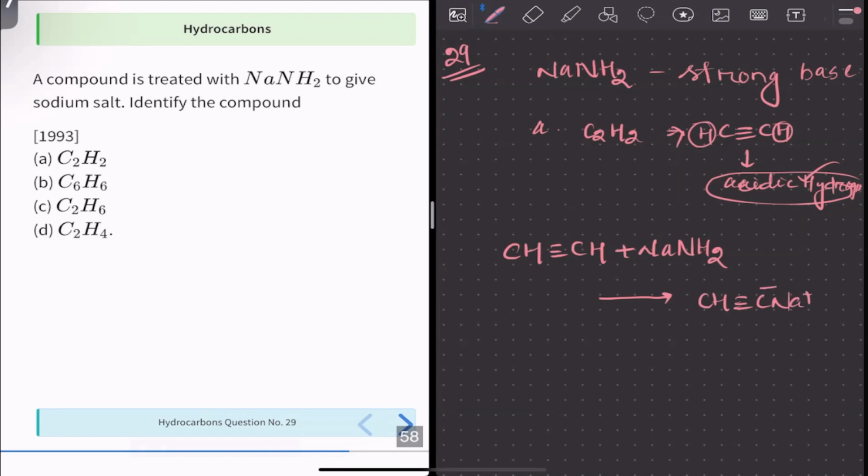It has no acidic character. C2H6 is an alkane. It will also not show acidic character. C2H4, it is an alkene. It is acidic, but it is not that acidic that it will react with NaNH2 to form a salt. The only compound is acetylene, that is C2H2. So here option A is the correct answer.